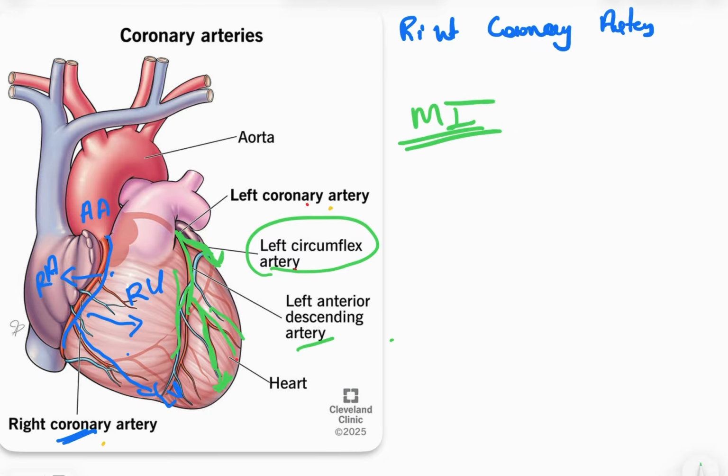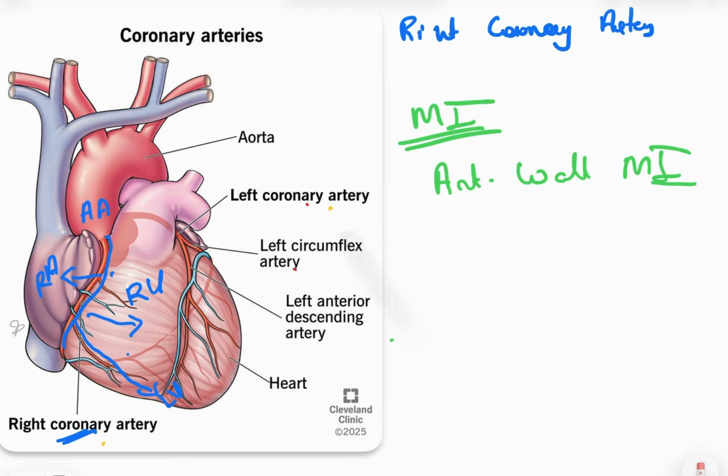Myocardial infarction. That's a disease condition; we will discuss it later. Most myocardial infarctions are anterior wall MI. That means the blood supply to the anterior wall of the left ventricle is affected, and hence the myocardial infarction happens. So who is supplying the anterior wall of the left ventricle? We all know the left anterior descending artery is supplying the anterior wall of the left ventricle.